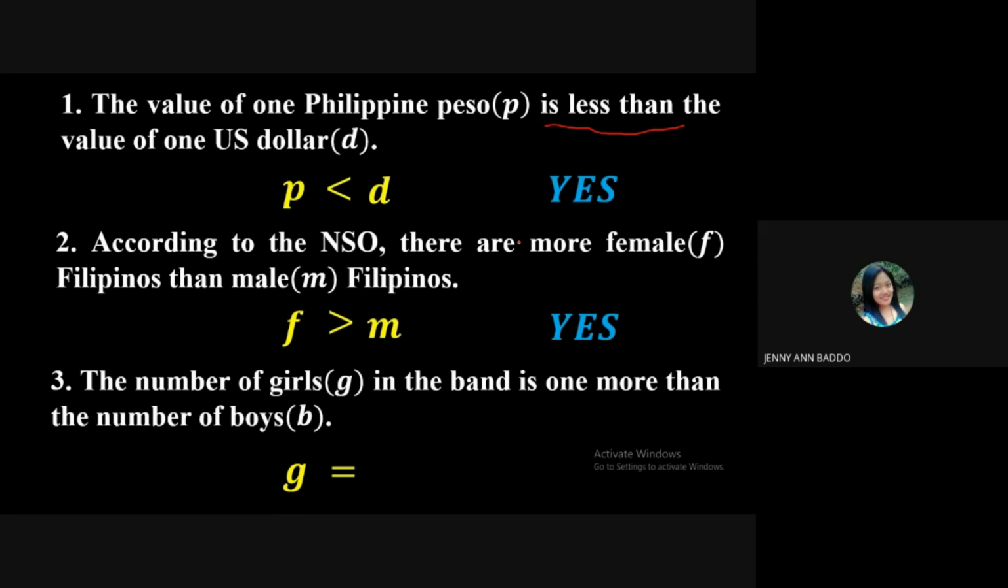And one more than, so since we use the words more than, that should be written from right to left. So we have one more than to the left of the number of boys denoted by small letter b. So we have here G is equal to B plus 1, which is not a linear inequality because we have the equal sign.